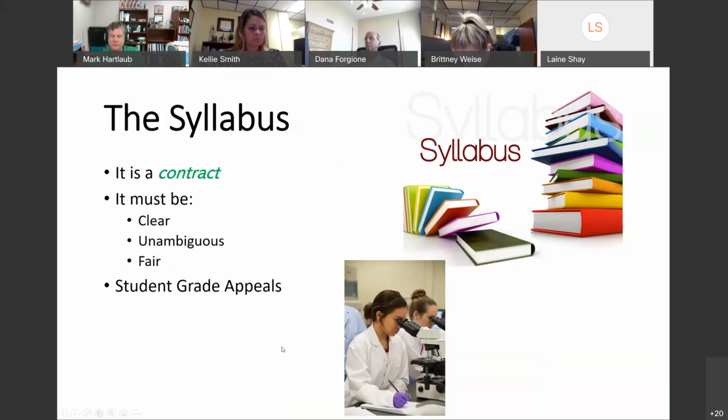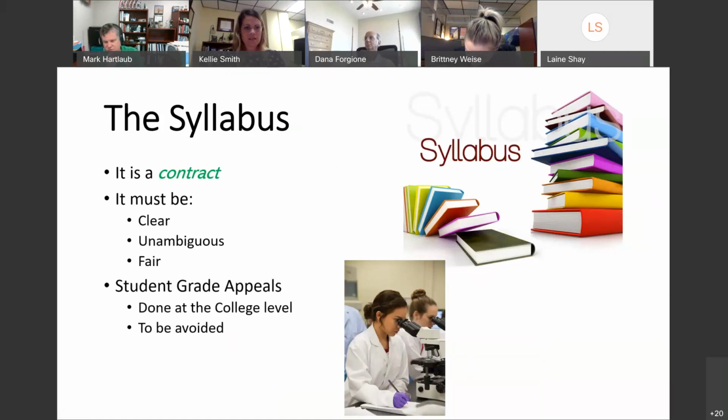Student grade appeals. Student grade appeals are not good. I can say this as a department chair, I can say this as a dean, I can say this as a faculty member. Part of a student grade appeal is that somebody has to lose. If there's a grade appeal, somebody loses. That's not good. It's not good if it's a student who loses. It's not good if it's a faculty member who loses. Both of those are bad. It used to be done at the university level, never. Now it's done at the college level. But grade appeals are to be avoided. And most of the time they are avoided.